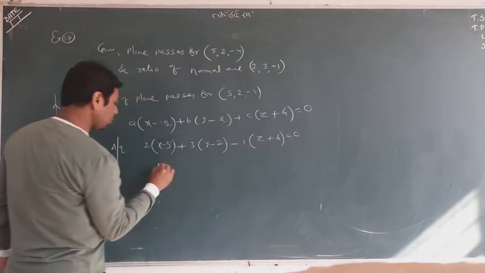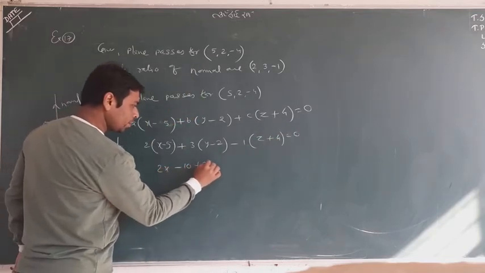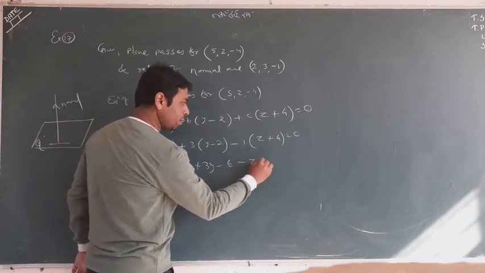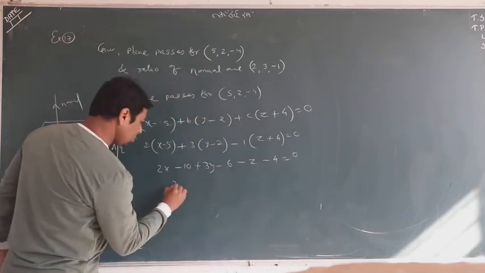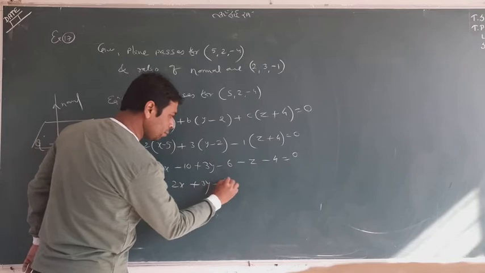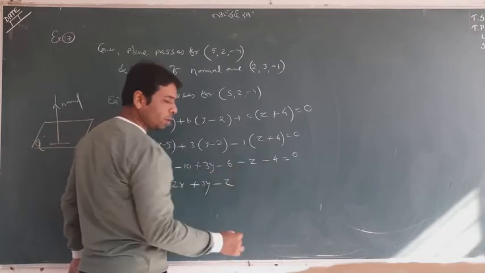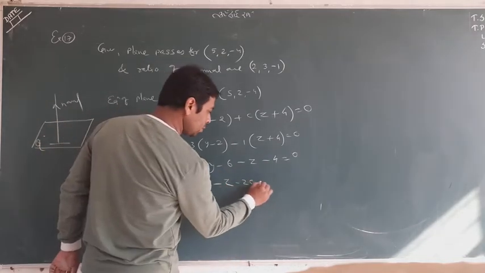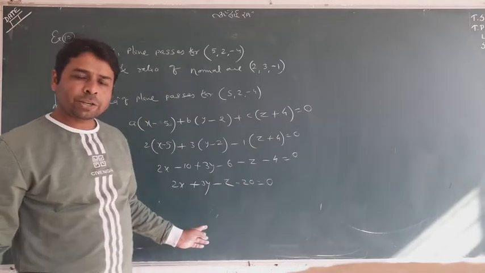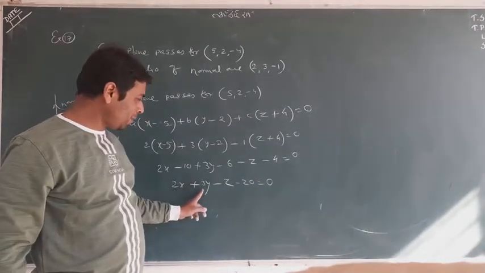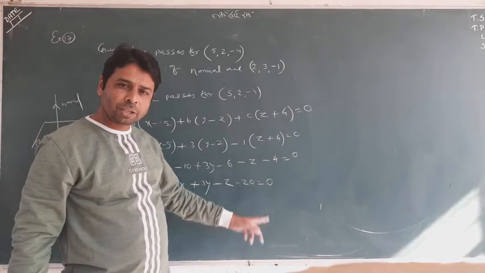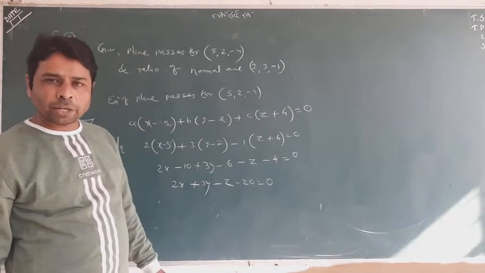Now you can multiply: 2x minus 10, 3y minus 6, minus z minus 4, so 2x plus 3y minus z minus 10 minus 6 minus 4, which is minus 20. This is your Cartesian form, ax plus by plus cz plus d, the general equation in Cartesian form.